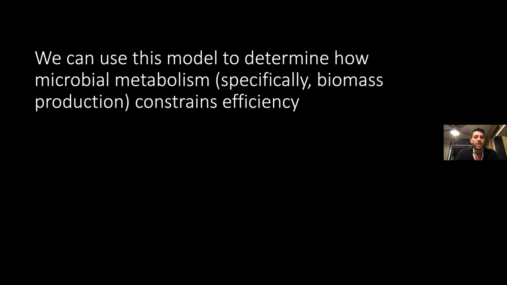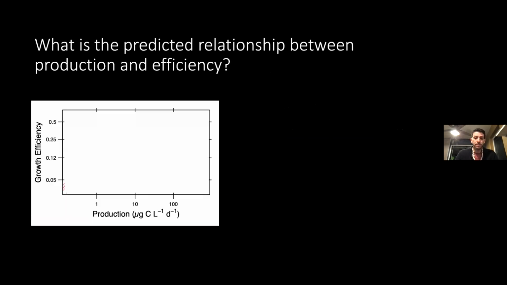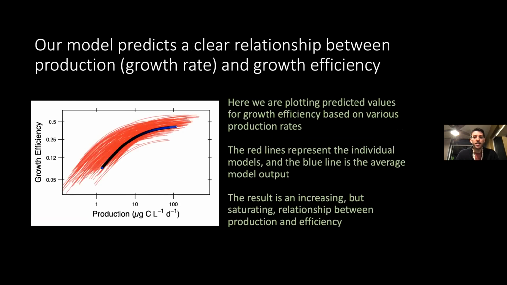So using this model, we can then determine how metabolism, specifically biomass production, constrains efficiency. So we have this same plot here where we have production along the x-axis and growth efficiency along the y. And we'll use our model to generate some predicted values for growth efficiency based on various production rates using those cell volume, cell mass values we generated earlier. The red lines here represent individual models, and the blue is just the average among all of our models. And as a result, what we found is an increasing but saturating relationship between production and efficiency.